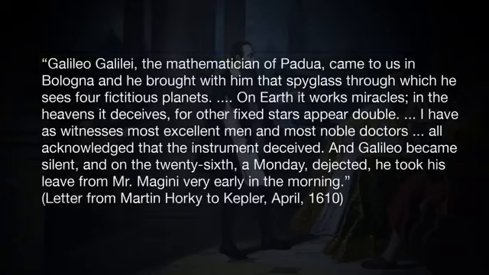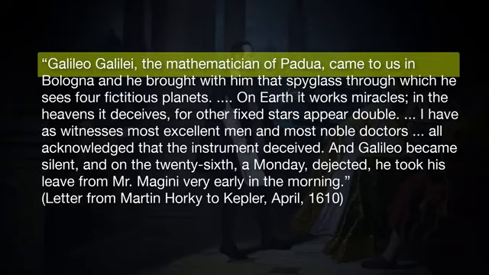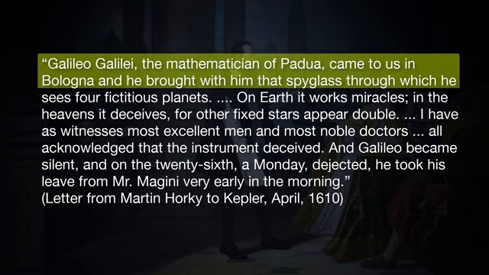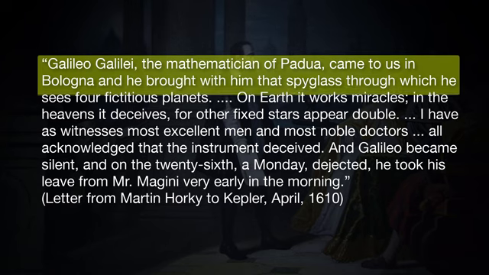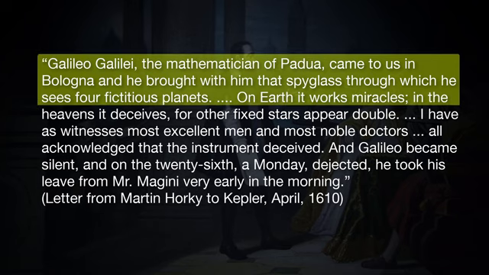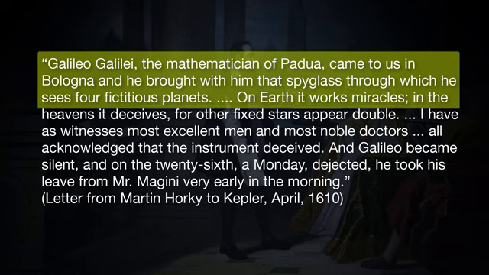It says, Galileo Galilei, the mathematician of Padua, came to us in Bologna, and he brought with him that spyglass through which he sees 4 fictitious planets. That's the 4 moons of Jupiter that were so crucial in the development of the heliocentric model. On Earth, this spyglass works miracles. In the heavens, it deceives.